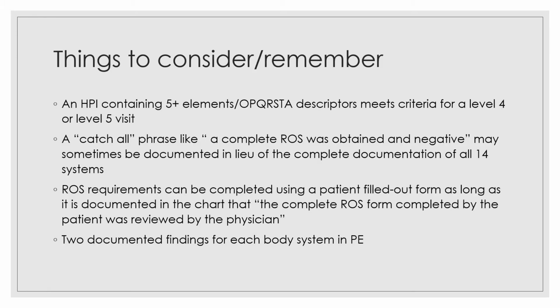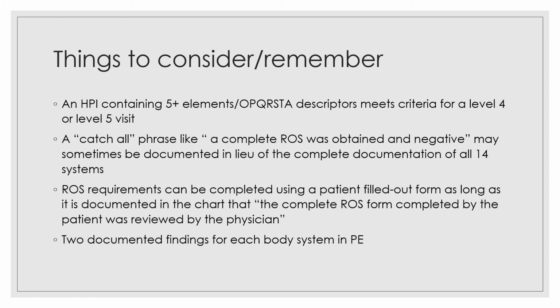Things to remember or consider. A history of present illness containing 5 or more elements. So OPQRSTA here is what we're using. O for onset, P for provokes, Q for quality, R for radiates, S for severity, T for time, A for alleviates. So this is in general, when it comes to pain, the questions that they would be asking the patient. But these descriptors meet criteria for a level 4 or level 5 visit.